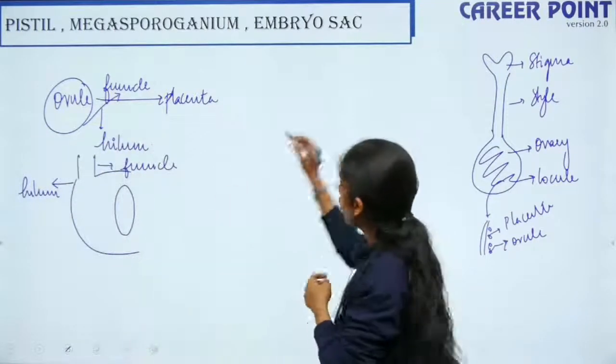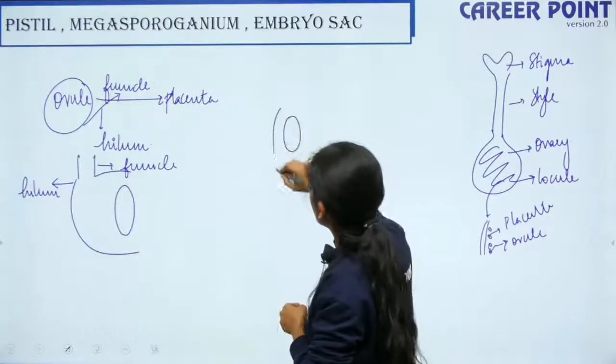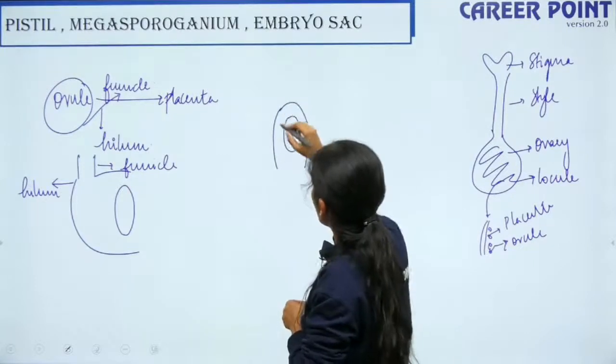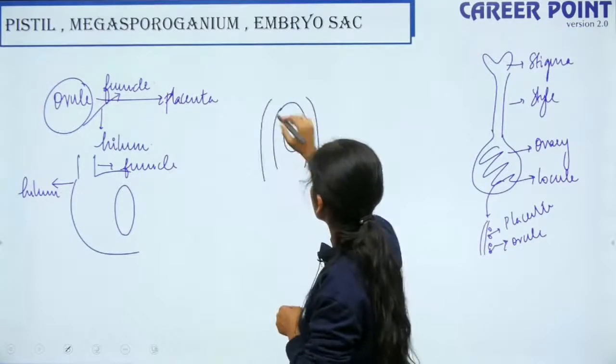Alright. So the ovule here is surrounded by one or two envelope structures.